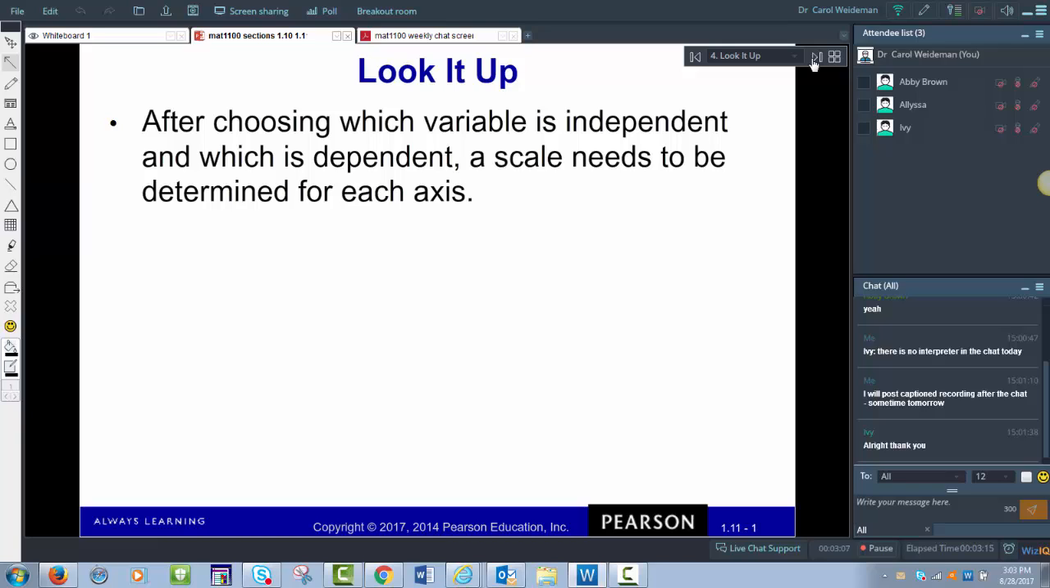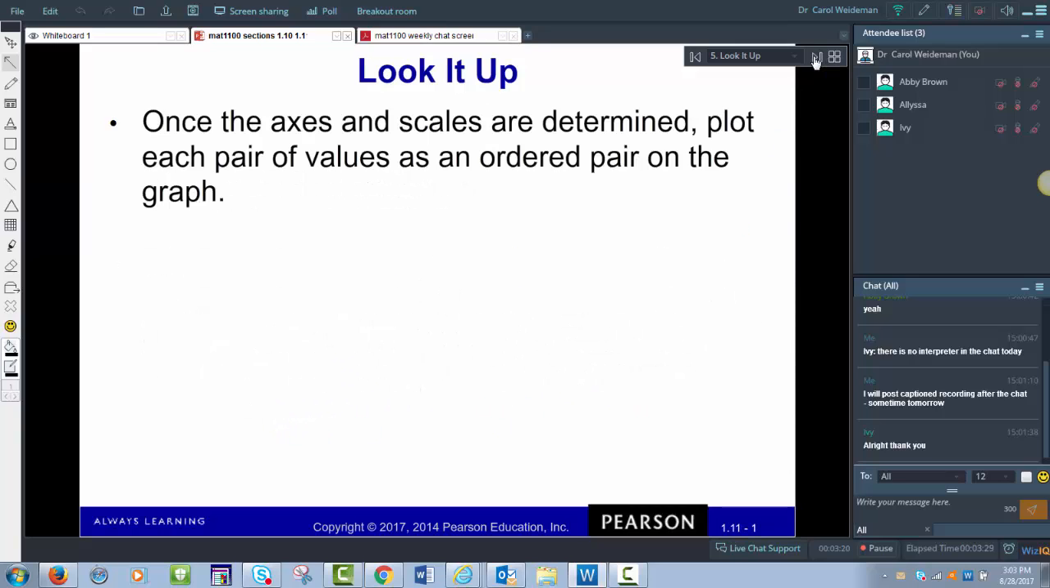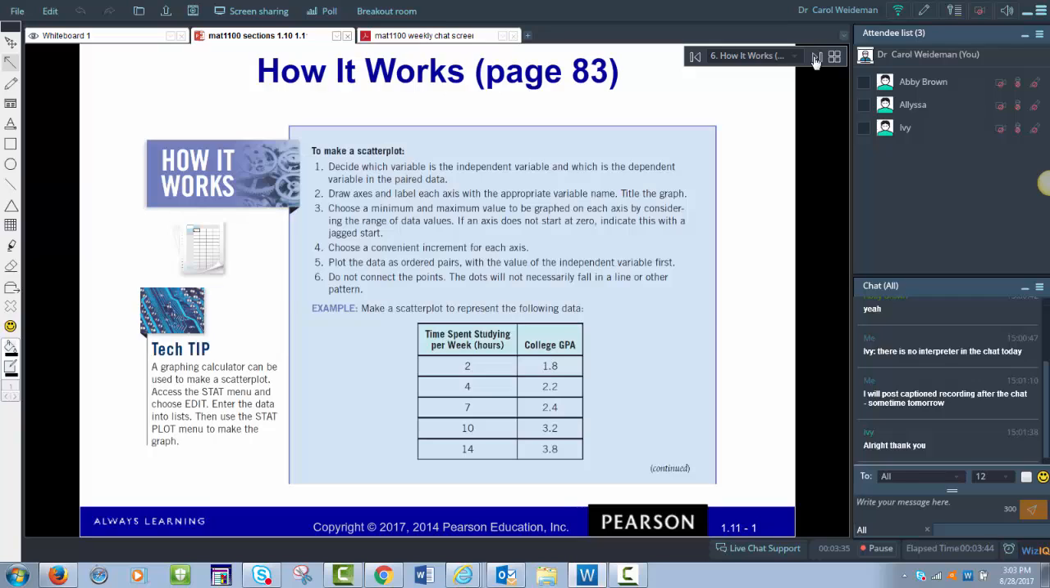After choosing which variable is independent and which is dependent, we have to do a scale for each axis. You want to think about the smallest and the largest values that have to be graphed, and then choose a consistent increment or step to cover the distance between them. Once the axes and scales are determined, plot each pair of values as an ordered pair on the graph. The value of the independent variable is the first number in the ordered pair, and the value of the dependent variable is the second number. And by the way, when we create a scatter plot, we don't connect the points. We just leave them as points on the graph.